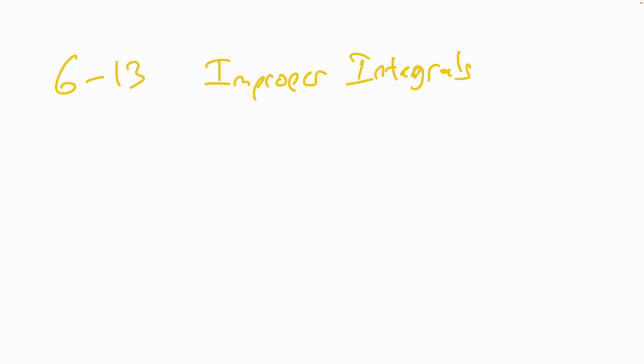So an improper integral is, basically, there are two types. One type is if we have a bound of infinity. So you could have the upper bound being infinity, the lower bound being negative infinity, or you could have both bounds being infinity. So that's one type of improper integral.